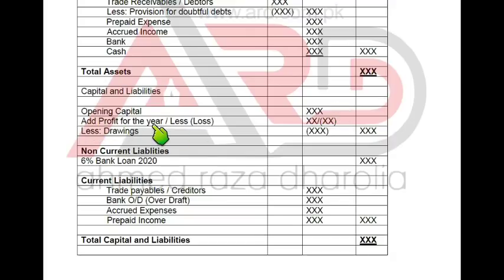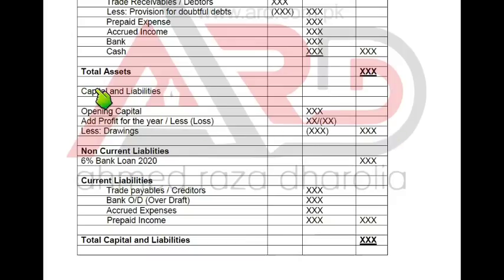Then add profit for the year, which will come from the income statement. If there is a loss, we'll be deducting it because loss reduces our capital and profit increases our capital. Then we'll be deducting drawings. As you are already aware, drawings reduce our capital. Then this figure is closing capital. We need not write this because it is an understood figure, and mostly the CAIE examiner also doesn't write the label for this closing capital.